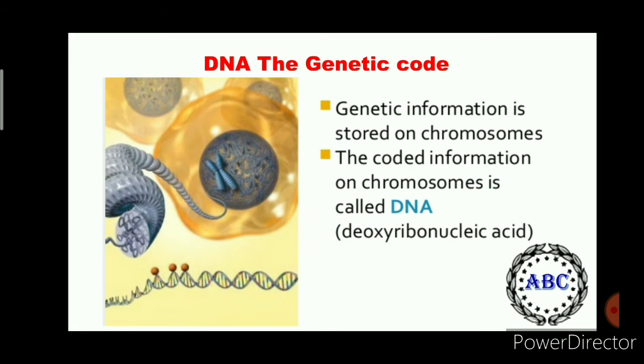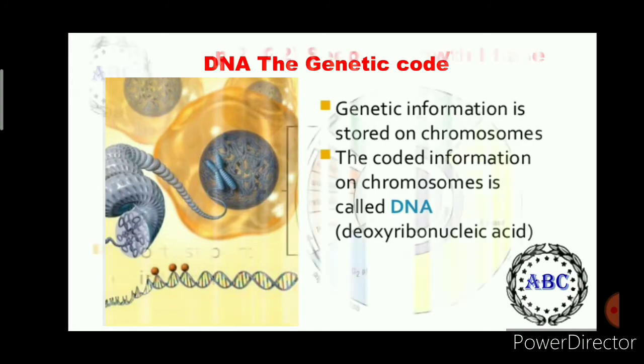And DNA is the genetic code. Genetic information is stored on chromosomes. The coded information on chromosomes is called DNA, deoxyribonucleic acid.